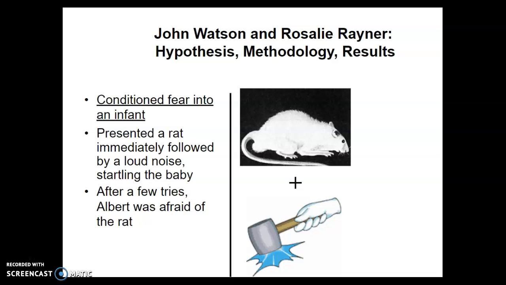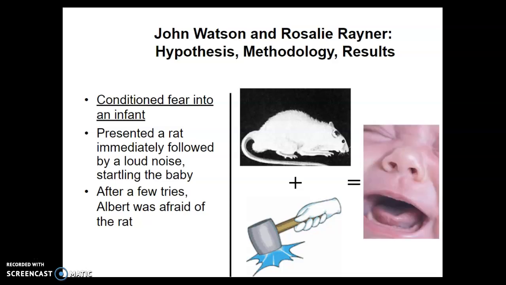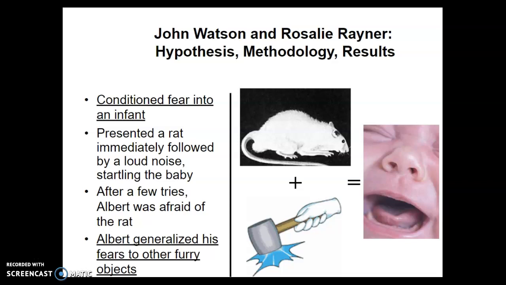After a few tries, Albert was finally afraid of the rat. In fact, he ended up generalizing his fear to being afraid of all furry creatures. I think John Watson presented a dog, a rabbit, a rat, a fur coat, and a Santa Claus mask. As you watch the video, though, just be amused. The Santa Claus mask is pretty creepy, and I think any of us would be kind of creeped out by him wearing it. Okay? So, Albert generalized his fears to other furry objects.